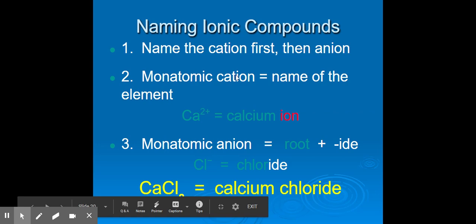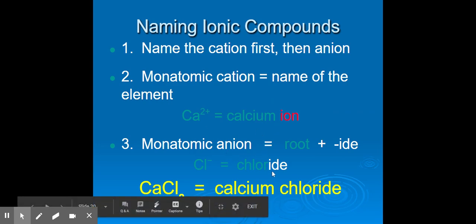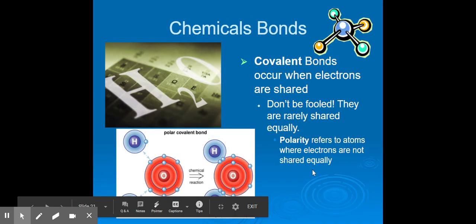All right, so if we name them, just like we talked about, the first one, the cation, is just calcium, right? We don't change the name. But the anion becomes IDE, so it becomes calcium chloride, okay?